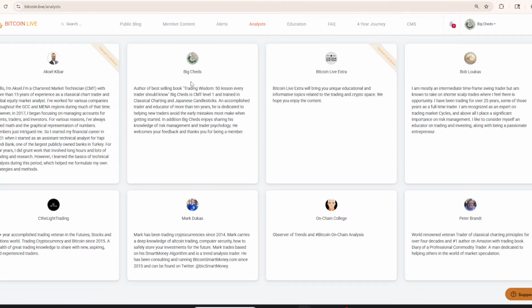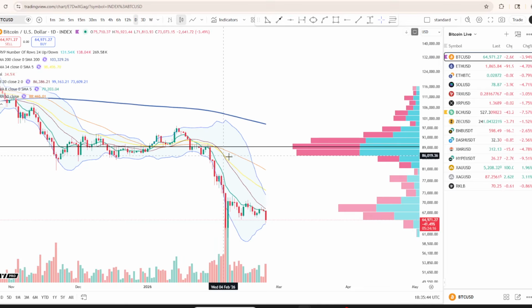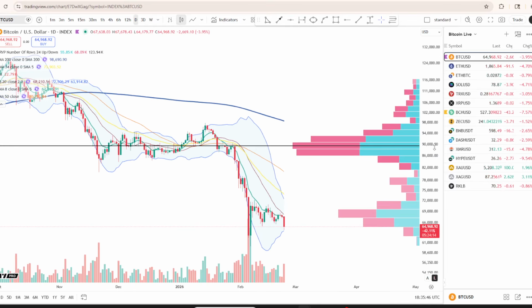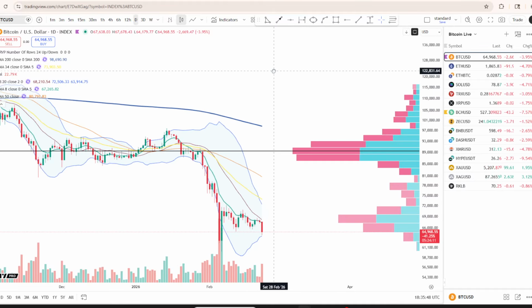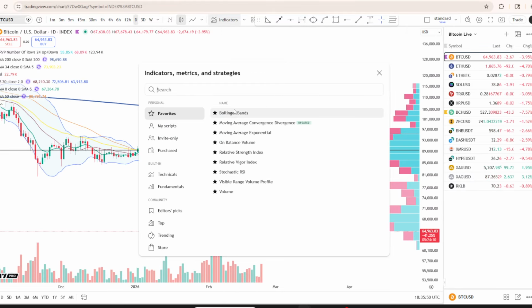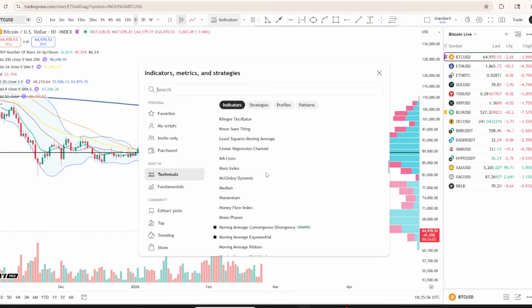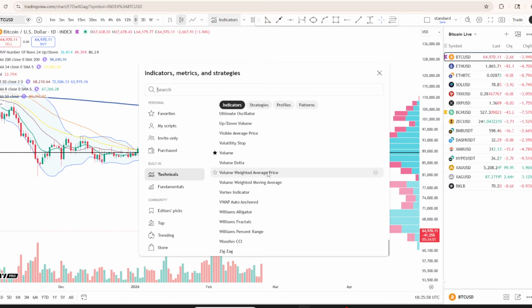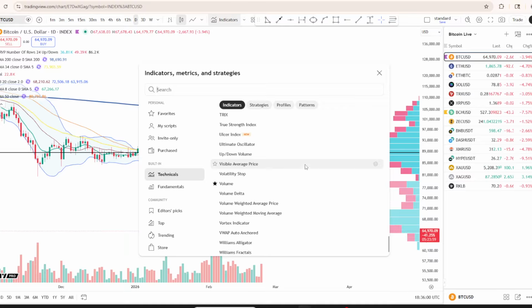For today's lesson, we're going to talk about the volume by price, or the visible range. Let's pull this up under indicators. You go to technicals, scroll down, and you find it right there: visible range volume profile.